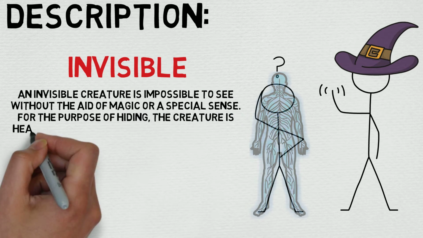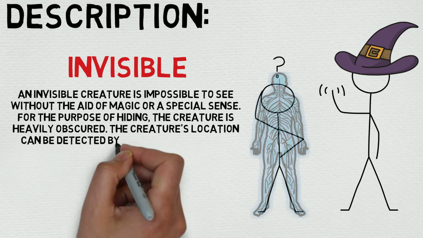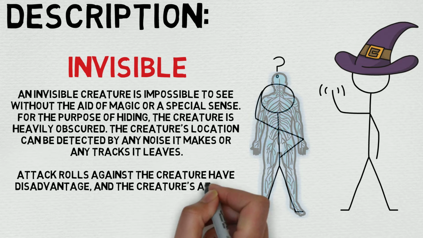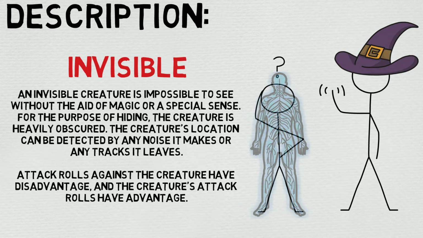An invisible creature is impossible to see without the aid of magic or a special sense. For the purpose of hiding, the creature is heavily obscured. The creature's location can be detected by any noise it makes or any tracks it leaves. Attack rolls against the creature have disadvantage, and the creature's attack rolls have advantage. Very cool stuff. Needless to say, this is a great condition, arguably one of the best in the game.